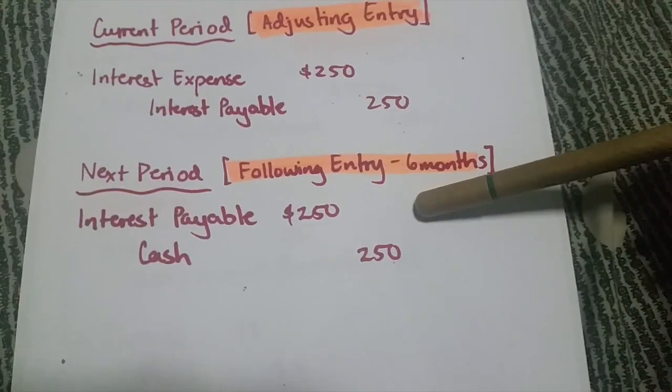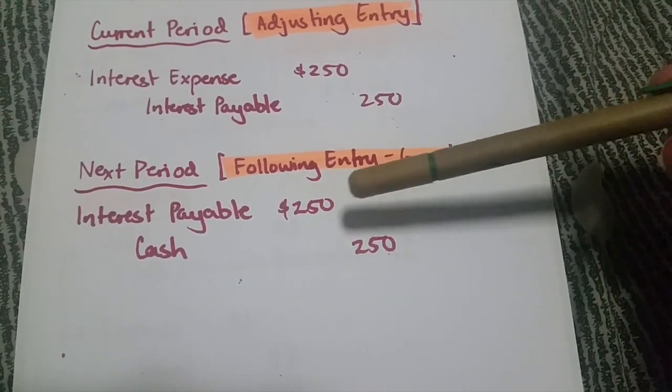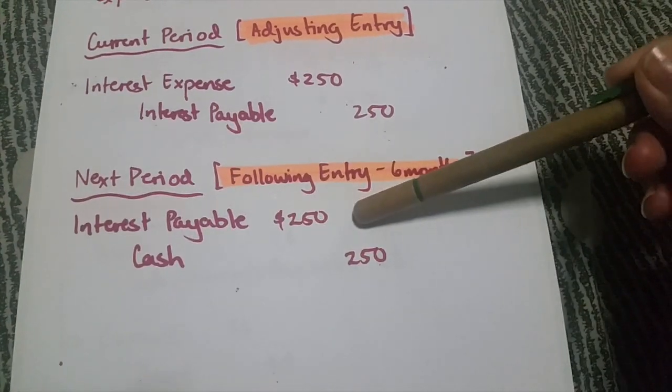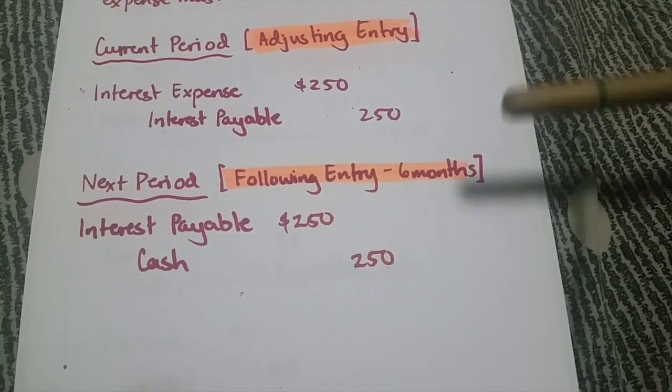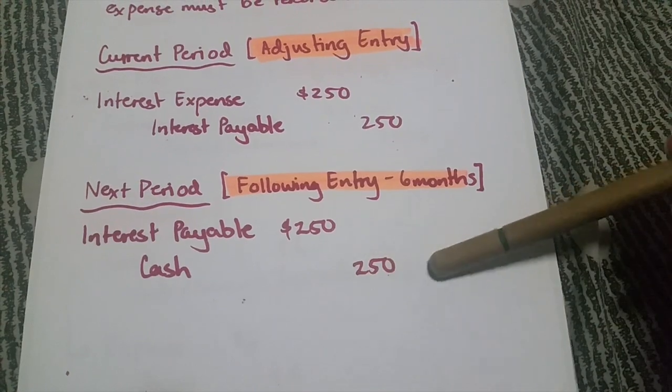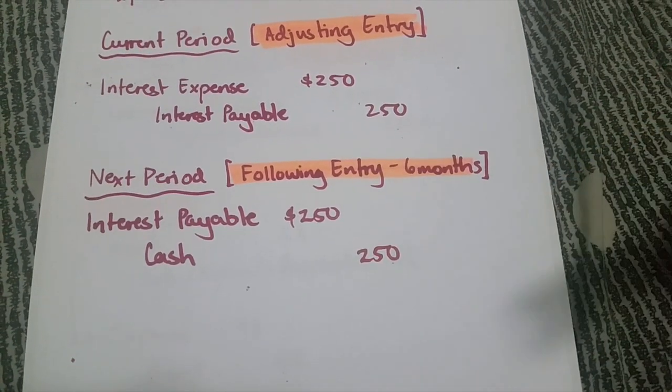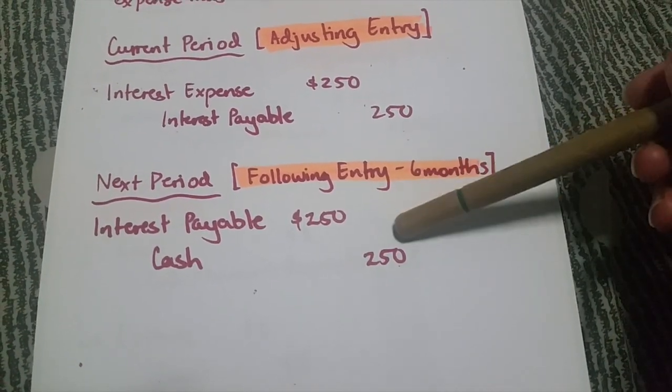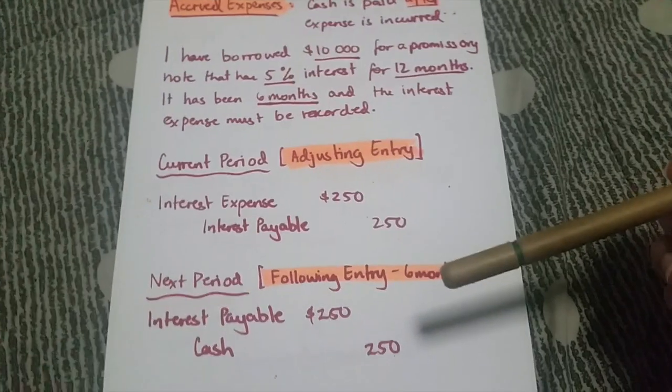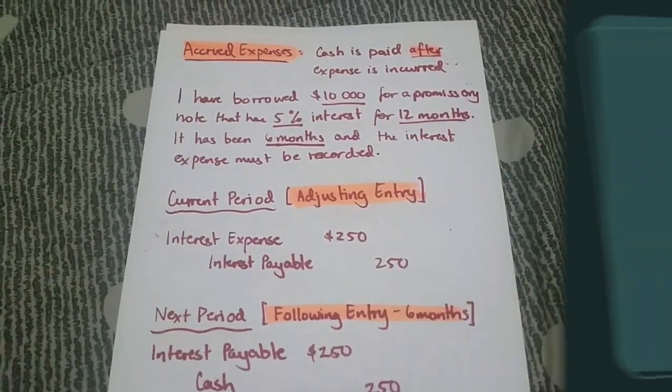Now, in the next period, once our note is due, I would have to debit interest payable to reflect that we are now paying for the note as well as its interest, and cash is credited to reflect this reduction in an asset in order to pay for a liability. Hence, through accrued expenses, we use the matching principle.